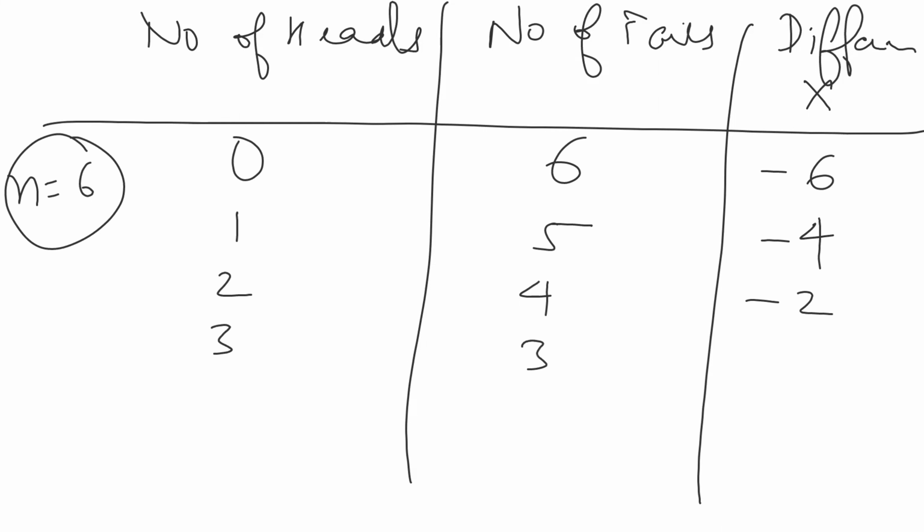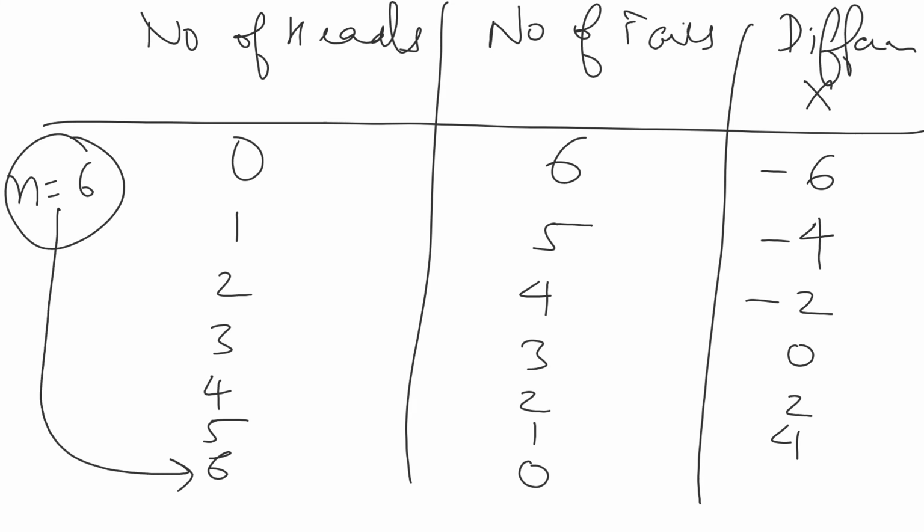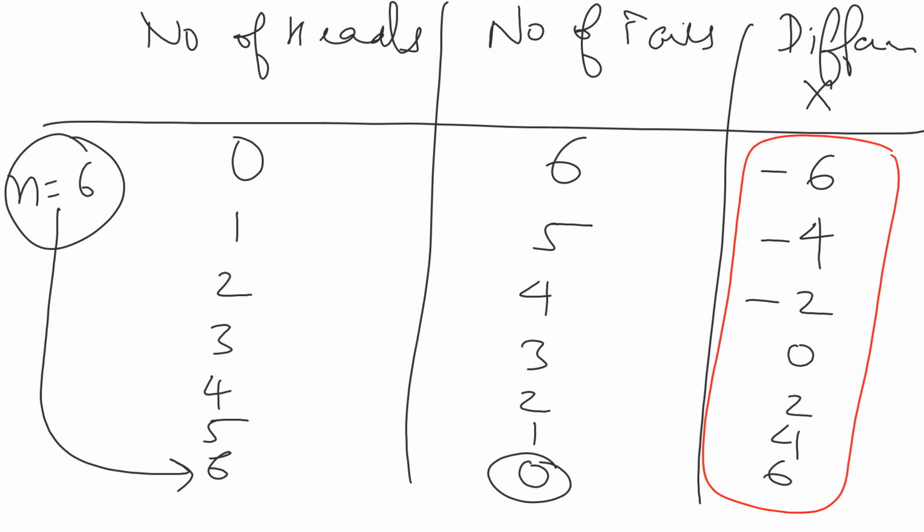3 heads, then 3 tails, difference is 0. 4 heads and 2 tails this time, so the difference is 2. 5 heads and 1 tail, the difference is 4. And 6 heads and 0 tails. So out of 6 times, if there are 6 heads, naturally there will be 0 tails, so the difference is 6. So this is what they were asking. You have to represent, or frame it up, in this manner.